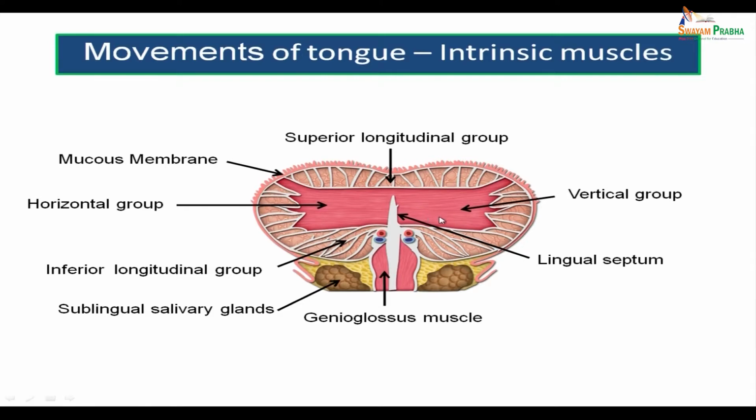So you have four sets of intrinsic muscles: the superior longitudinal, the inferior longitudinal, the horizontal group which extends from the midline fibrous septum sidewards horizontally, and you have a vertical group which is running between the superior and the inferior longitudinal group of muscles.